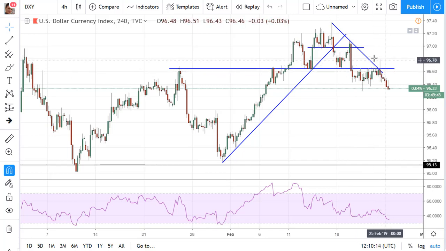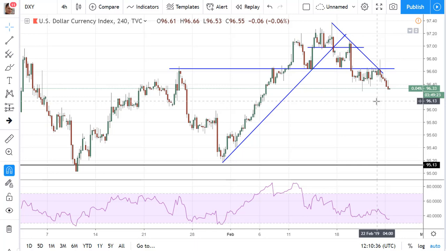This spike was, I think, maybe some kind of news event, so a push outside of the resistance zone, and this pin bar is telling us that price does not want to be here. It reversed, and now we are in this down move. So I'm still bearish on the dollar index.